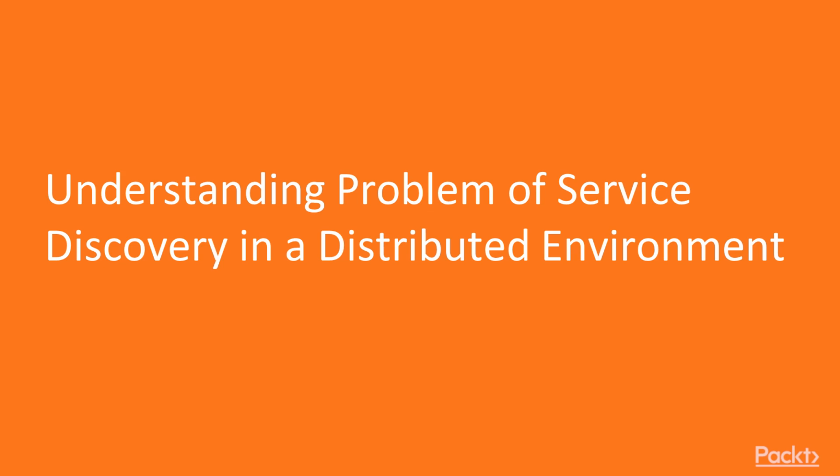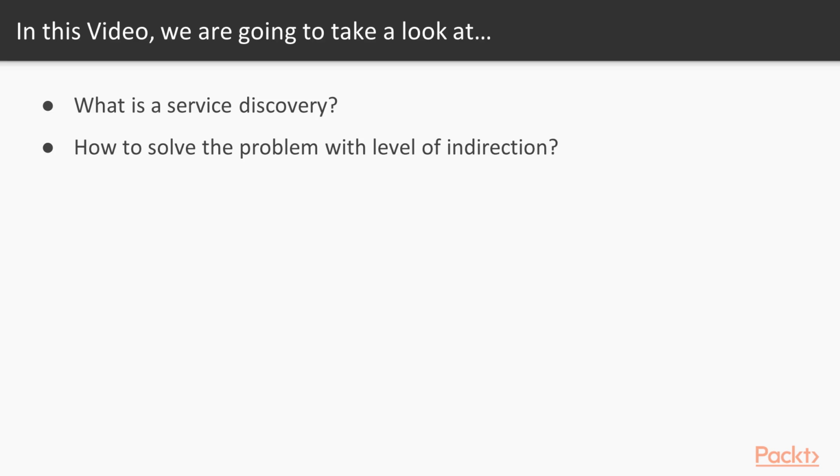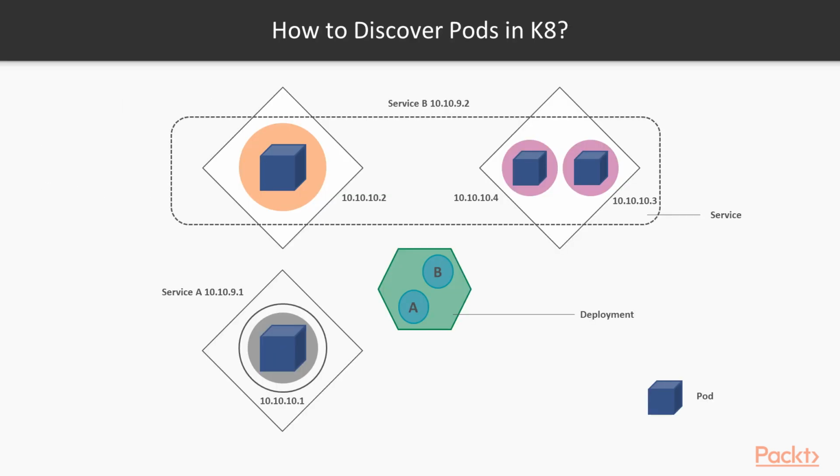This is the first video in which we will be understanding the problem of service discovery in a distributed environment. So we'll answer the question: what is service discovery, and solve the problem with a level of indirection. We'll create basically a proxy that serves the purpose of discovering other instances. Finally, we'll be looking at the Kubernetes service discovery pattern with labels. So how to discover pods in Kubernetes.